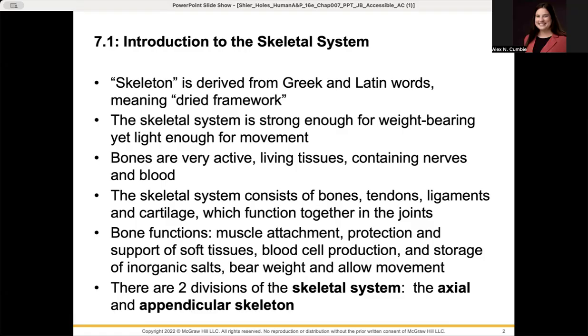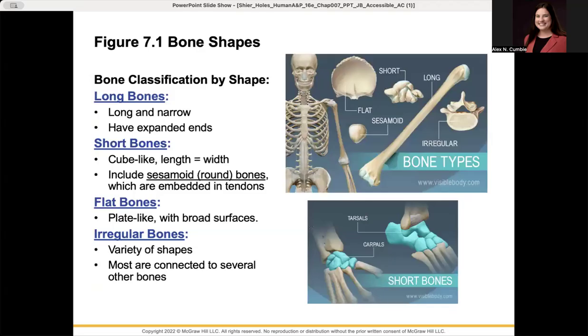Just like we learned for the two divisions of the body, there are two divisions of the skeleton, the axial skeleton and appendicular skeleton, which I'll want you to know the bones that exist in that arena. So first, let's go through some different bone shapes before we get into the axial versus appendicular skeleton. As far as our bone shapes go, there's four categories that we put them in.